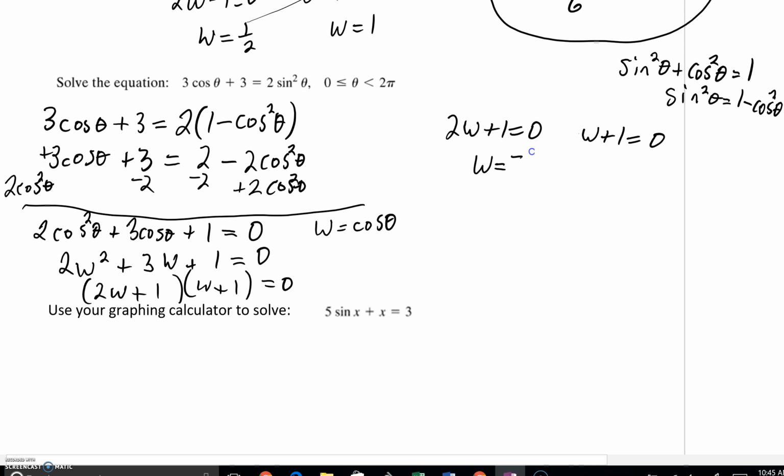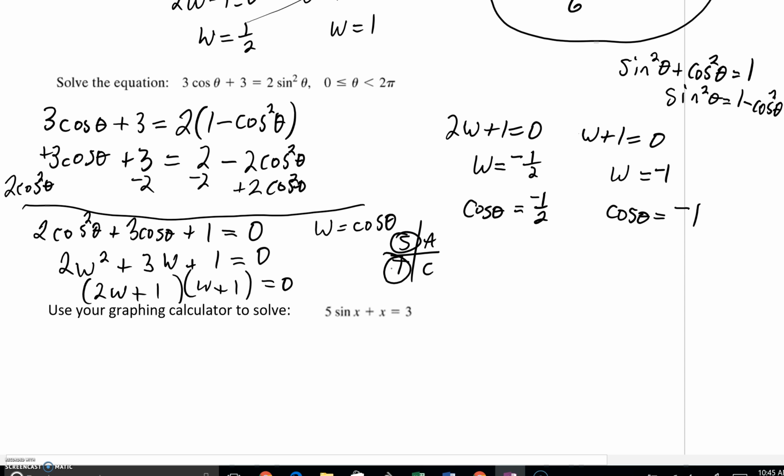Now w, of course, was just temporarily filling in for what cosine of theta is equal to. So I have cosine equal to negative 1/2. I have cosine equal to negative 1. And where is cosine negative? Well, you can see it's in the second and in the third quadrants.